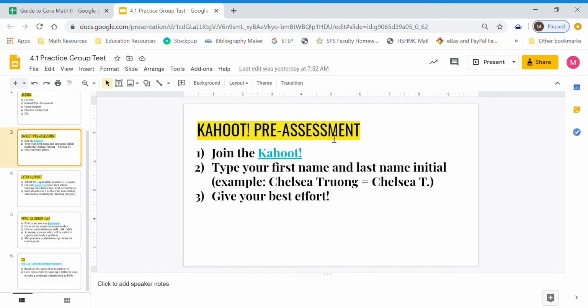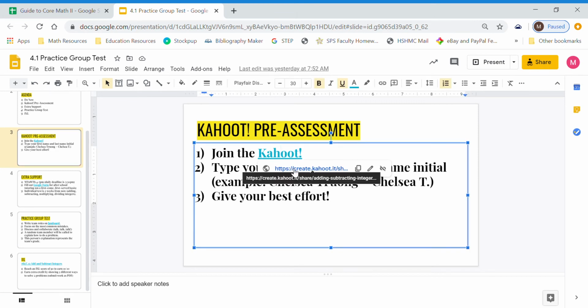For the Kahoot, there's a link right here that you can click on. Make sure you join the Kahoot and play the game, and make sure you type your first name and last name initial. Miss Chung is one of the tutors. Her first name is Chelsea, her last name is Chung. She will write down Chelsea T. Make sure you're giving your best effort on this Kahoot because the Kahoot gives you an accurate assessment of where you're at.